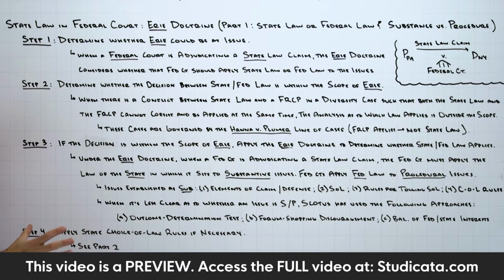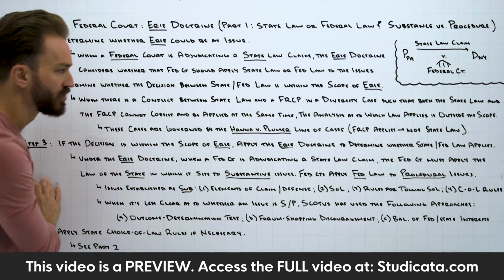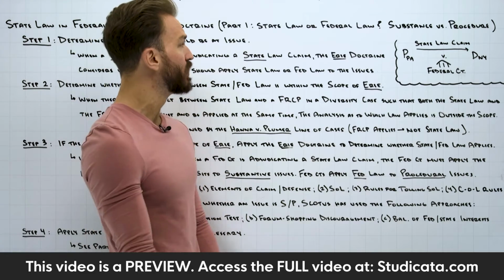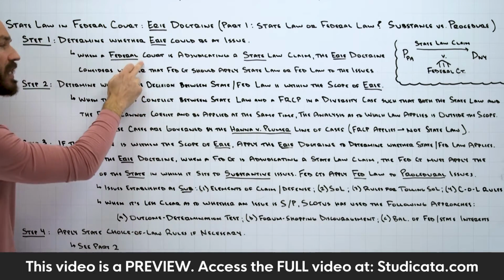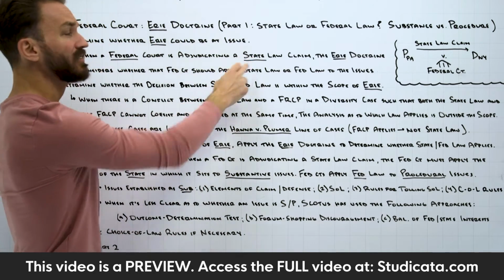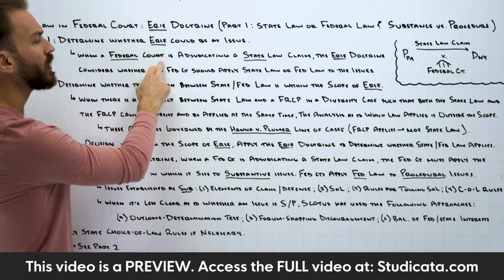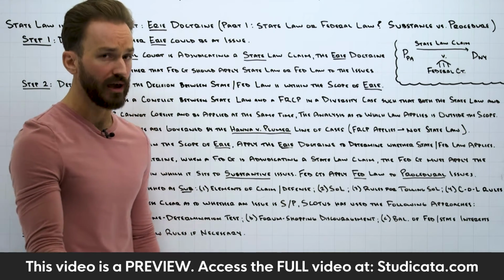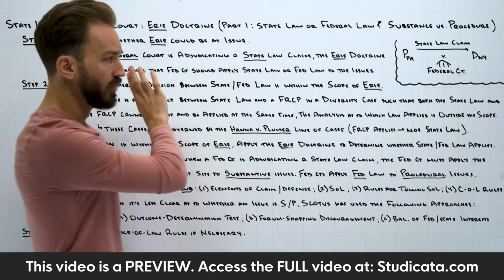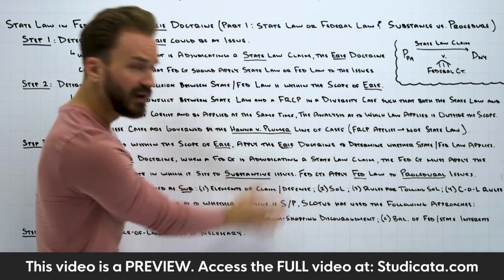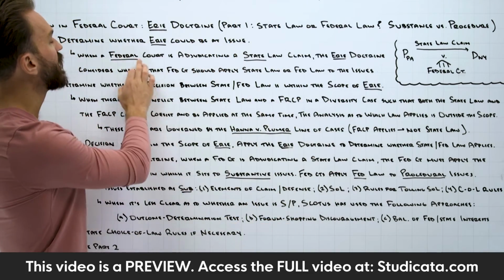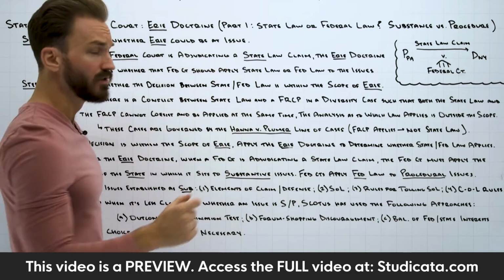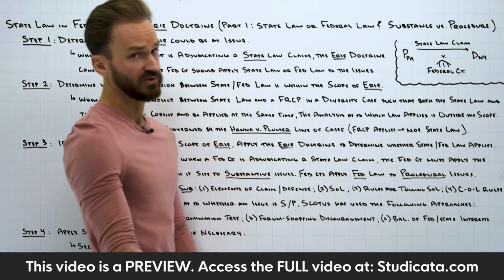Okay, and remember, another important point to make here before we go on to step number 3. We're talking about the situation where we have a federal court adjudicating a state law claim. If the federal court is adjudicating a federal law claim under federal question jurisdiction, we just apply federal law. We don't have to worry about any of this stuff. Okay, so what we're talking about is a federal court adjudicating a state law claim in diversity jurisdiction.